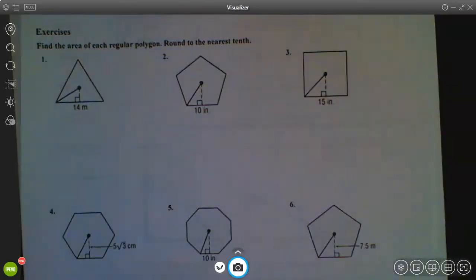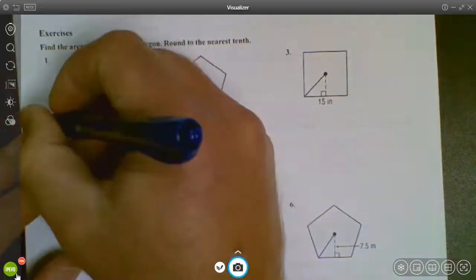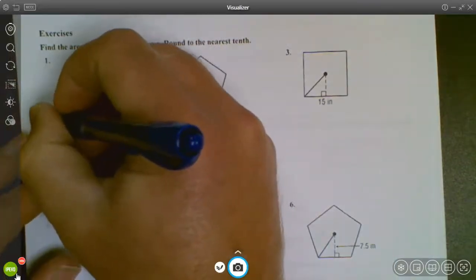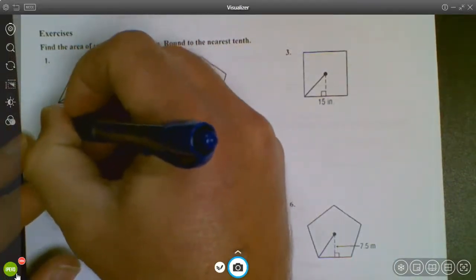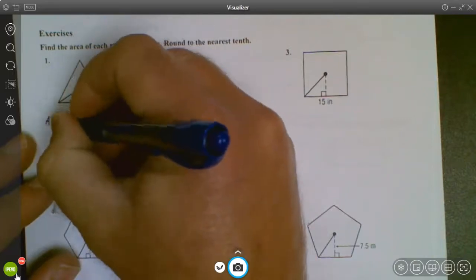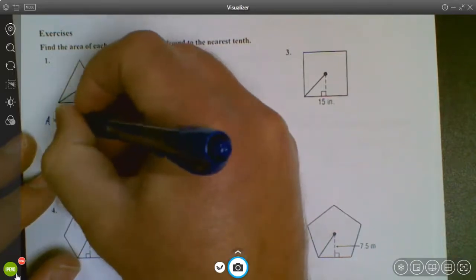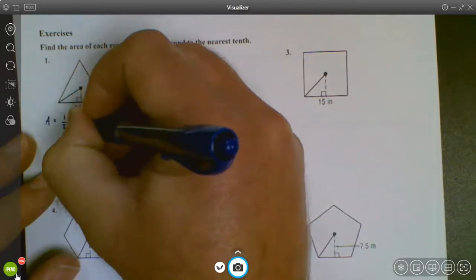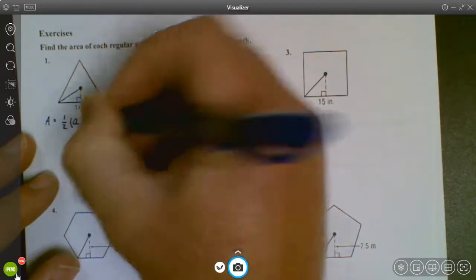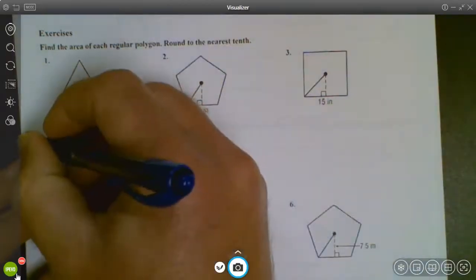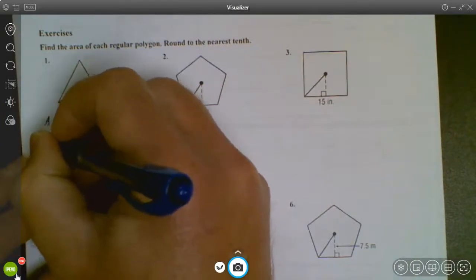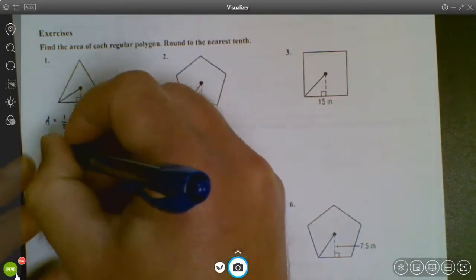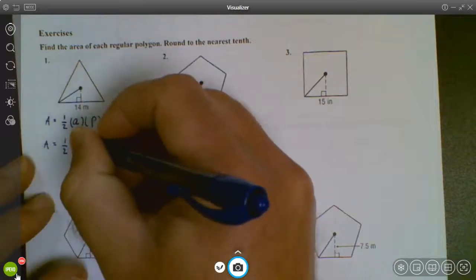Alright, so let's stick with the same format that we've been using all chapter long, which is let's start with the formula. 1/2 times the apothem times the perimeter. So there's our formula. From there we're going to find the two things that we need, which are the apothem and the perimeter. And we're going to plug them in here in line 2.